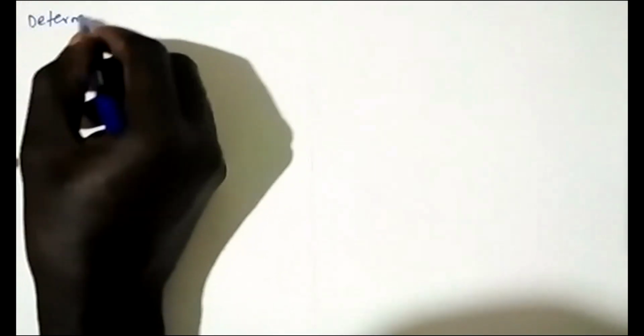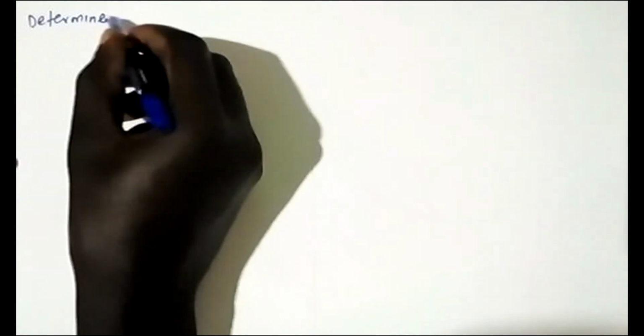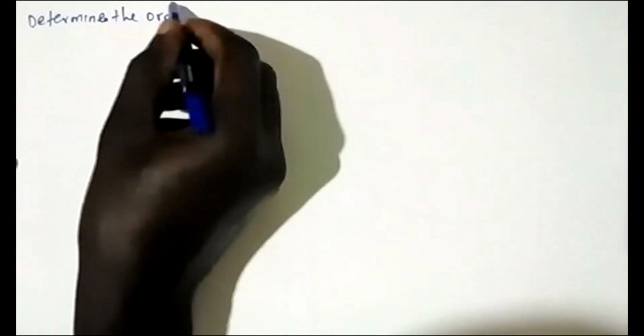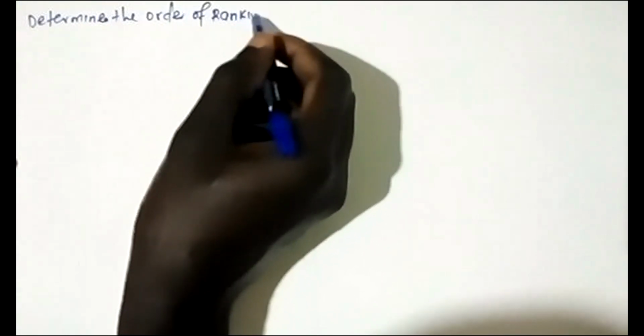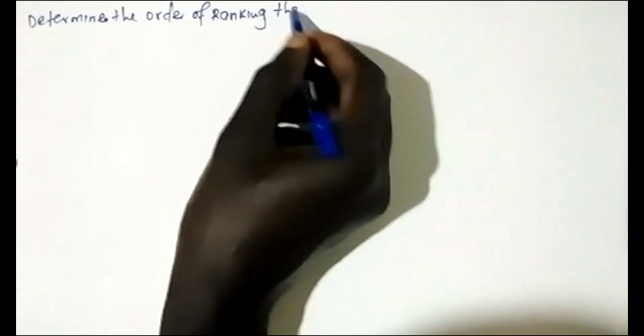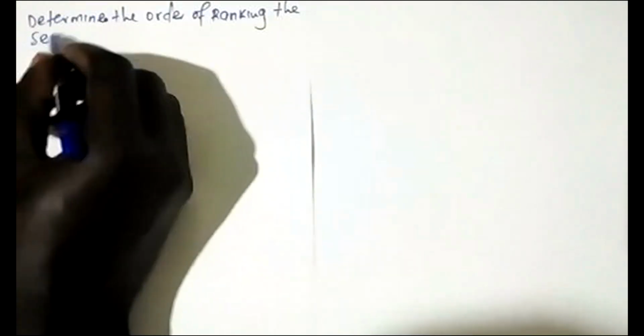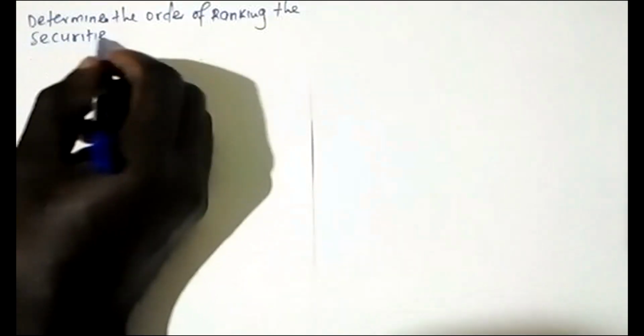I have to start from step number 2, because step number 1 was already part of the requirement, the determination of basic earnings per share. So let us determine the order of ranking the securities.